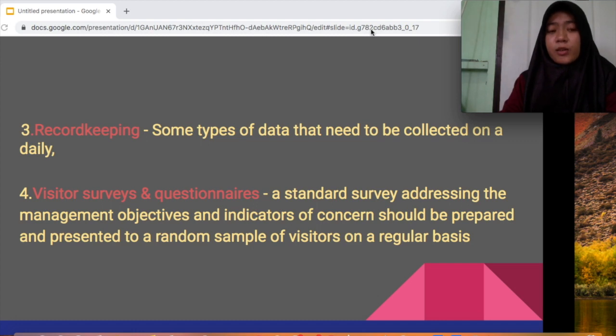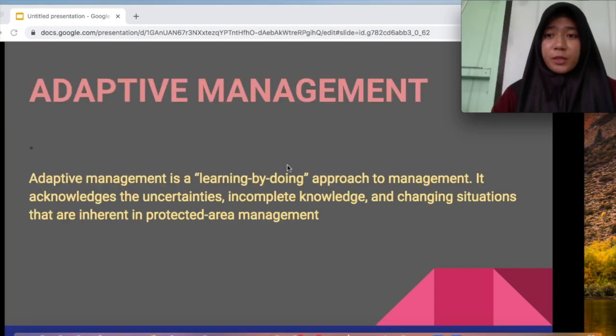Four is collecting the information from visitor surveys and questionnaires. These are standard surveys addressing the management objectives and indicators of concern, which should be prepared and presented to a random sample of visitors on a regular basis. The method is usually done by using surveys and questionnaires, which can be carried out by site staff or third parties.